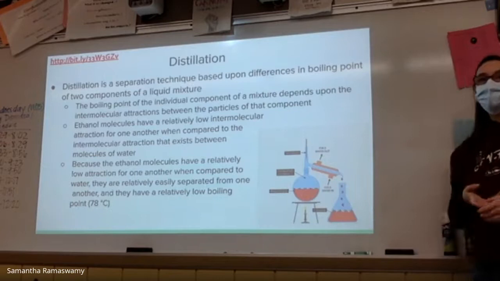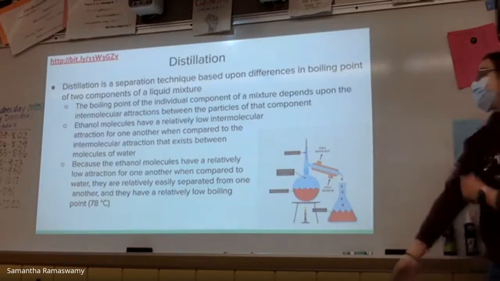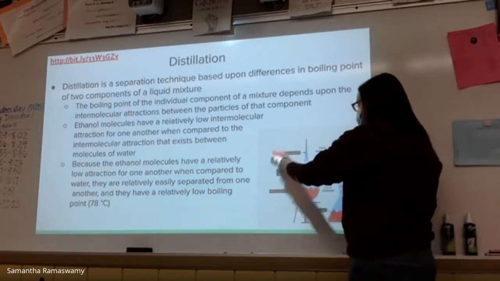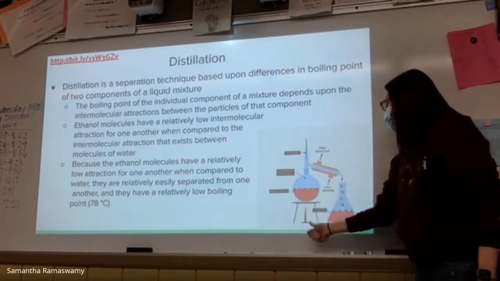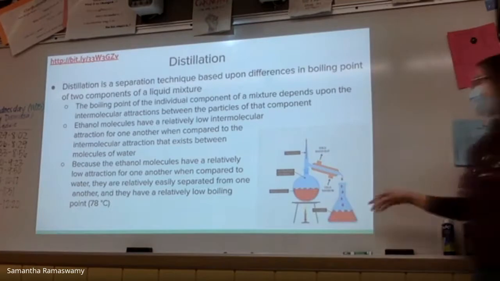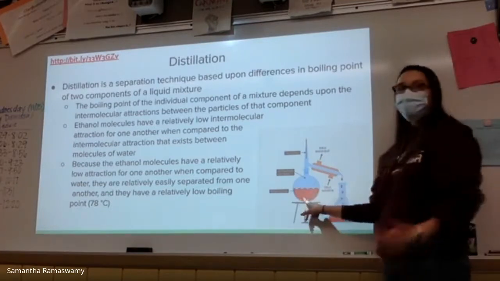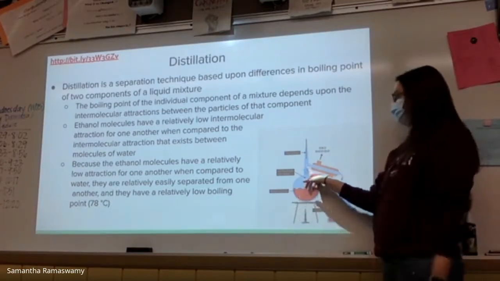Ethanol has a lower boiling point. That's because of weaker IMFs. And so this shows the distillation setup. I have a mixture of liquids. As we're adding heat, it boils the liquids. The one with weaker IMFs boils off first.